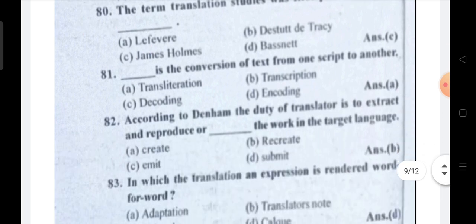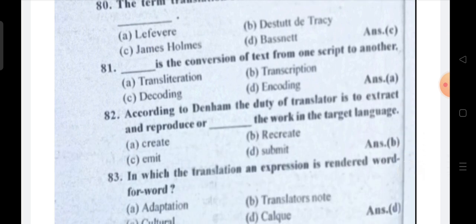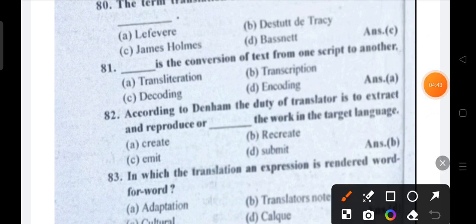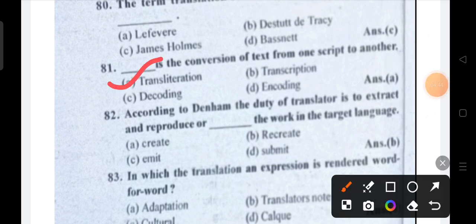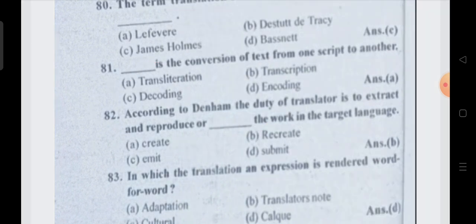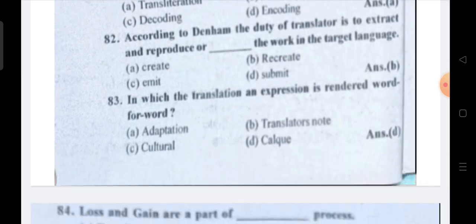Filling the blanks is the conversion of text from one script to another. The answer is A, transliteration. According to Denham, the duty of translation is to extract and reproduce, or recreate the work in the target language. Answer is B. In which the translation and expression is rendered word for word? The answer is D.